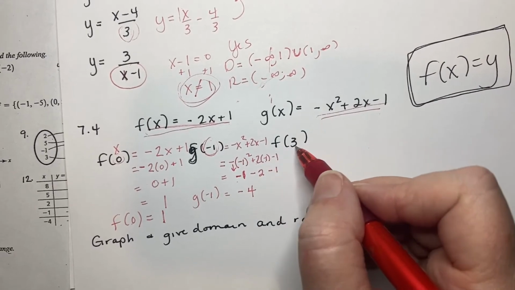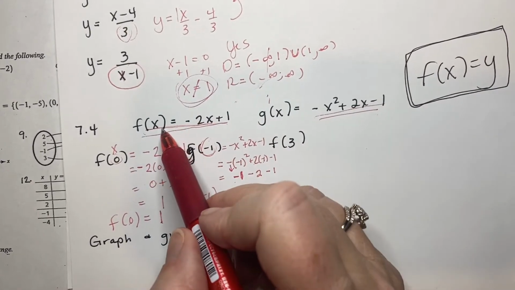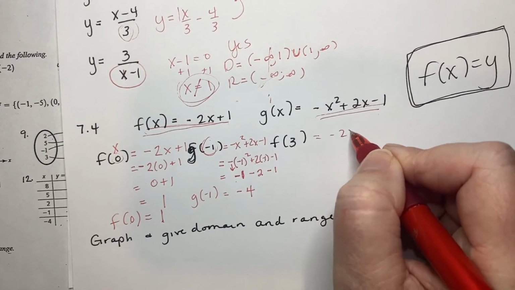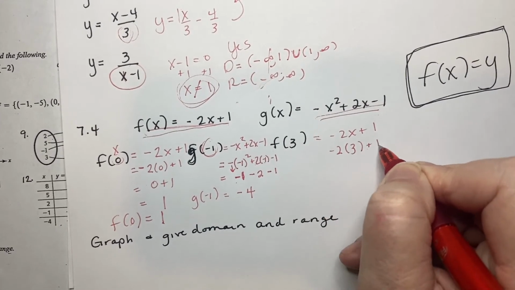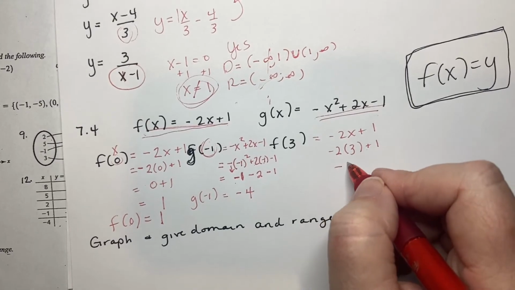Let's try f of 3. So again, because it's saying f, I'm going to use this one. So f of 3 is going to equal negative 2x plus 1. And I'm going to put a 3 in for x that time. So negative 2 times 3 is negative 6.